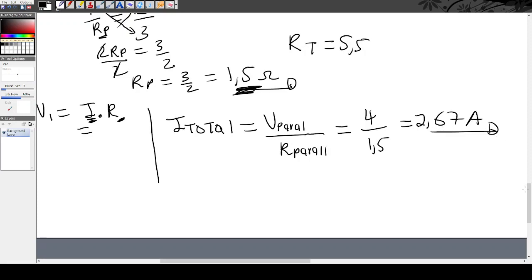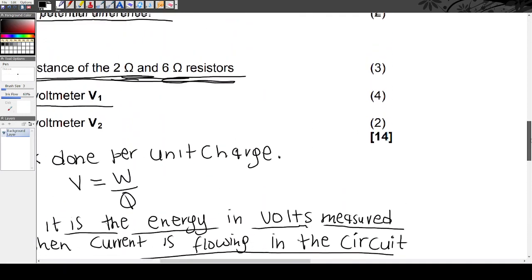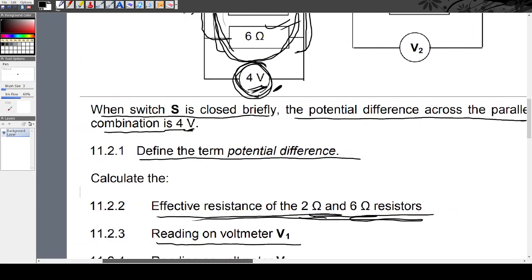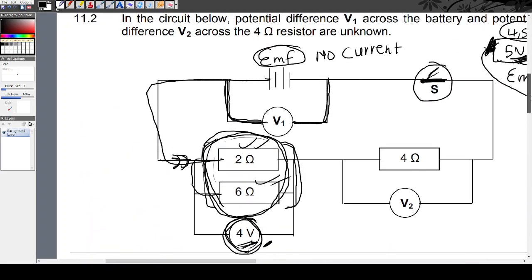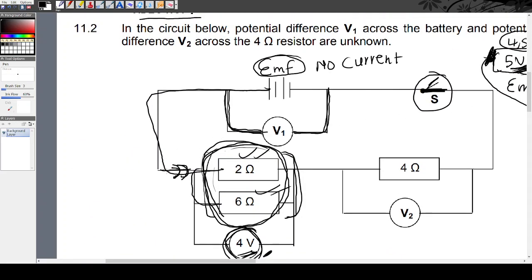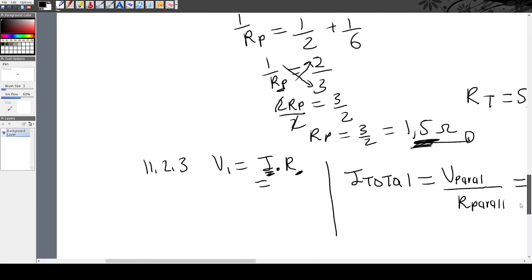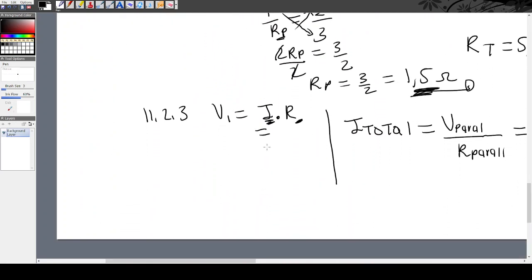This 2,67 amps is the total current, meaning it is the current. Let's go back to the circuit. This means the current before it got in, in this branch, before branching out, was 2,67 amps. Okay, I hope that makes sense. Now we do have the current, so we can use the current to find V1. 2,67 times R. What is R?